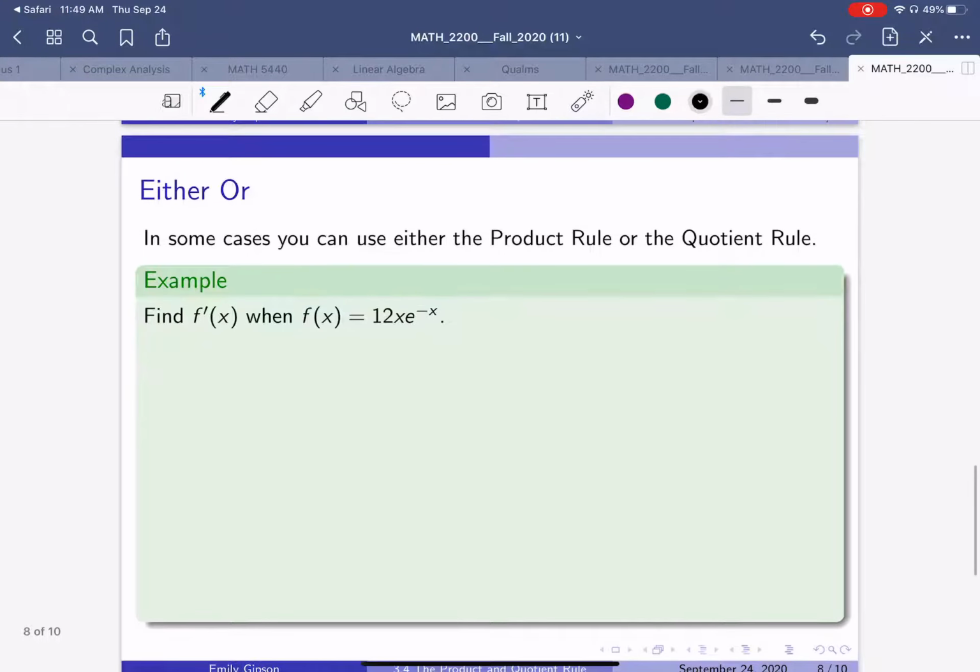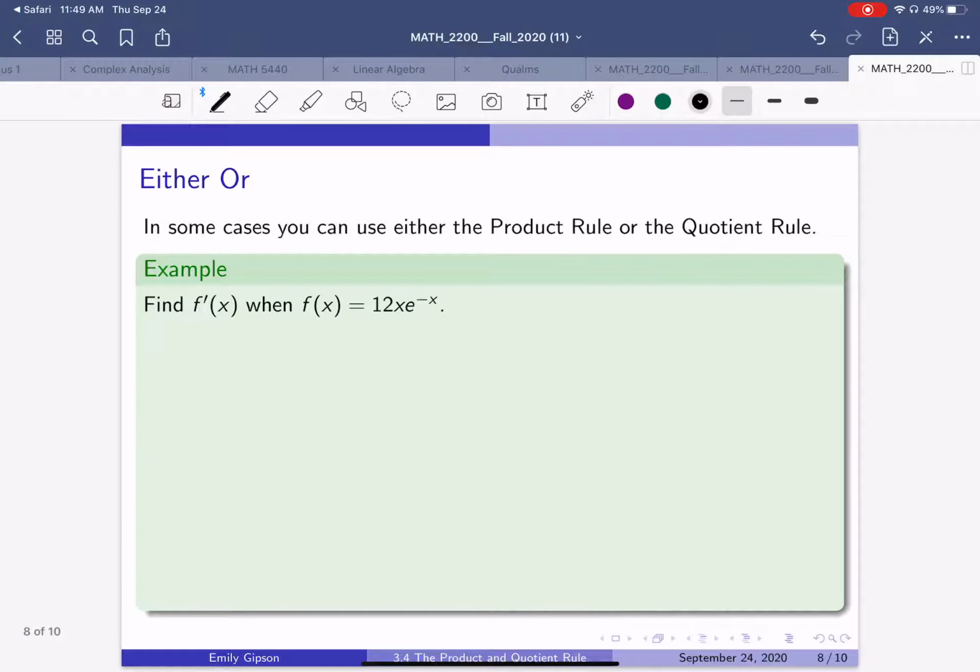So here's a section I dubbed either or, and in some cases you can use either the product rule or the quotient rule depending on what is going on. So in this case, let's consider f of x equals 12x times e to the power of negative x. And I'm going to conjecture that I can use either the quotient rule or the product rule to find the solution to this. So let's get started.